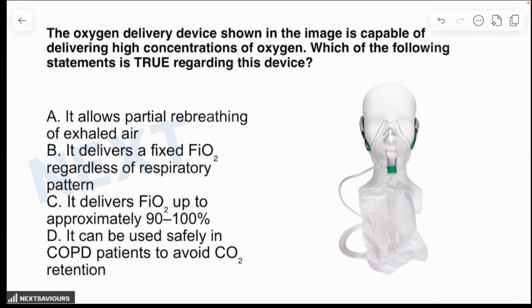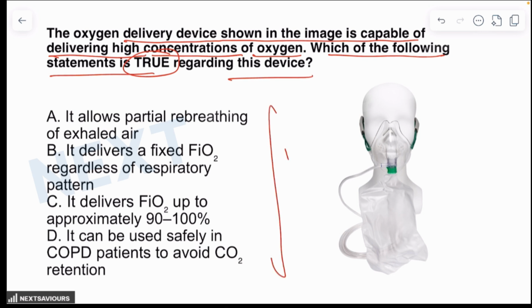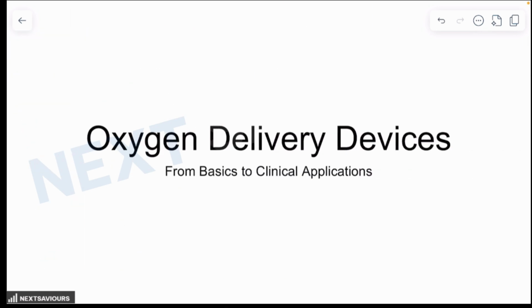If we talk about another sample question, the oxygen delivery device shown in the image is capable of delivering a high concentration of oxygen. Which of the following statements is true regarding this device? So they are asking about the mechanics related to this device in particular. So this is exactly what we'll be talking about. That means we will be talking about the oxygen delivery devices from their basics all the way up to their clinical applications.